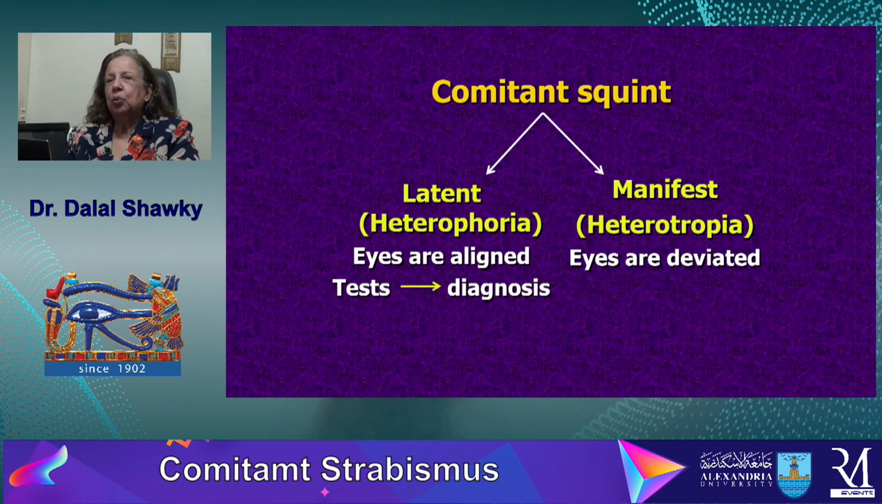Now, comitant squint is also divided into two main types. The latent type or heterophoria, in which the eyes are kept aligned, but we can detect this type by special tests to diagnose it. The other type is the manifest type or heterotropia, where the eyes are deviated from the start and it is easy to detect them just by simple examination.